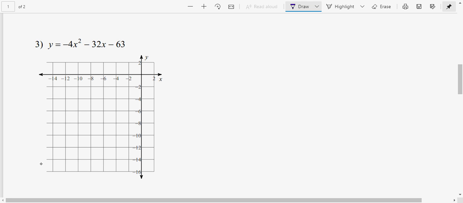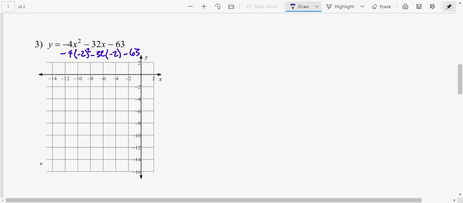The other option would be something like completing the square, which would involve dividing everything by -4. You can hopefully remember some of the completing the square process, and that's what you'd have to do. The other option, you could take a number like -2 and plug it in here. So -4 times -2 squared minus 32 times -2 minus 63. And you're going to need a calculator for that probably.